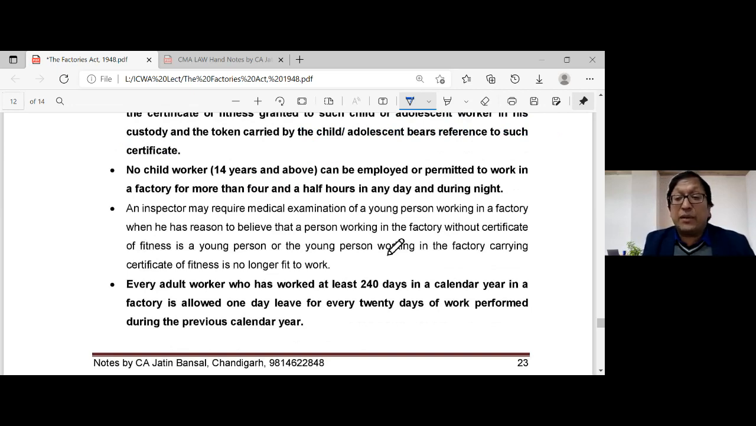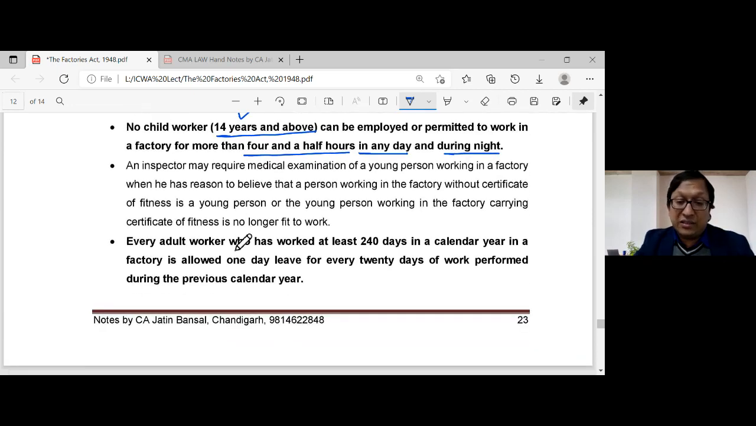No child worker can be employed below the, I told you, no child worker that is 14 years and above. This means they can work in the factory. They can work. No child worker can be employed or permitted to work in a factory for more than 4.5 hours in any day and during night. So for a normal worker, we studied they can work for 9 hours in a day, but for children that is 14 years and above, but not an adult, they can work for 4.5 hours in any day.